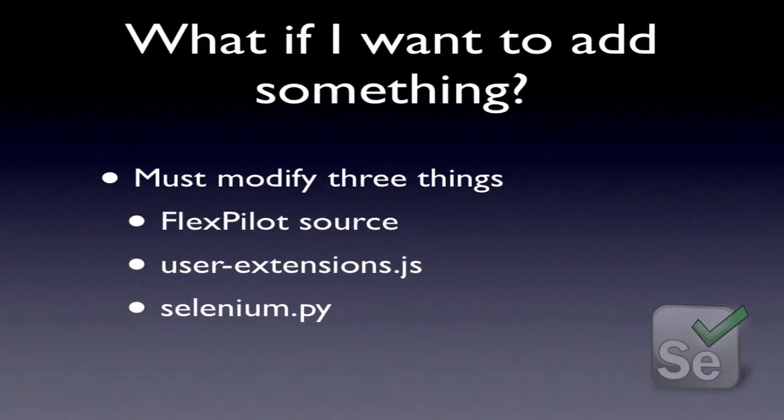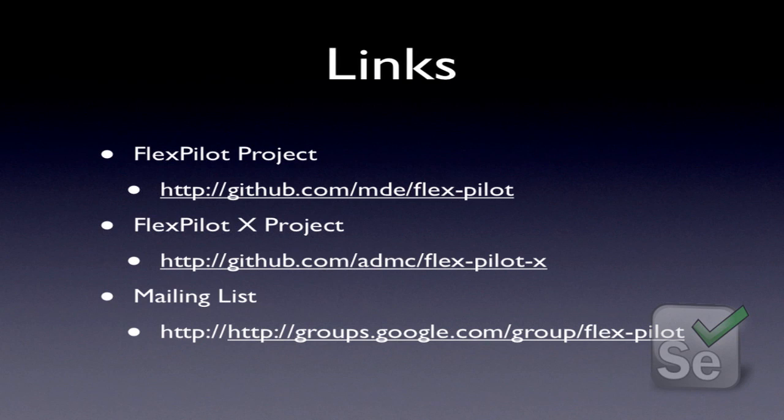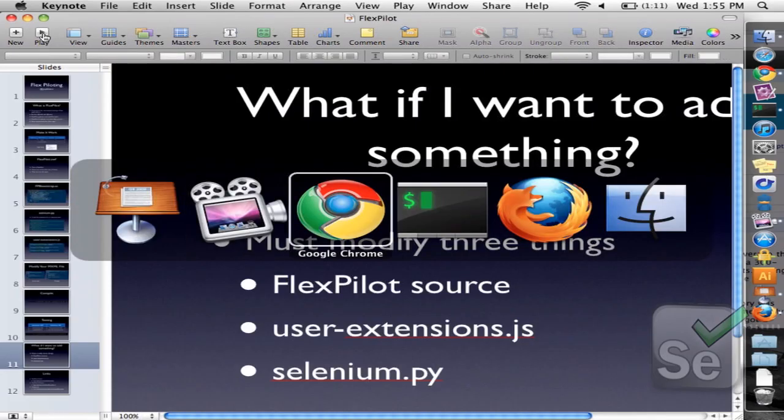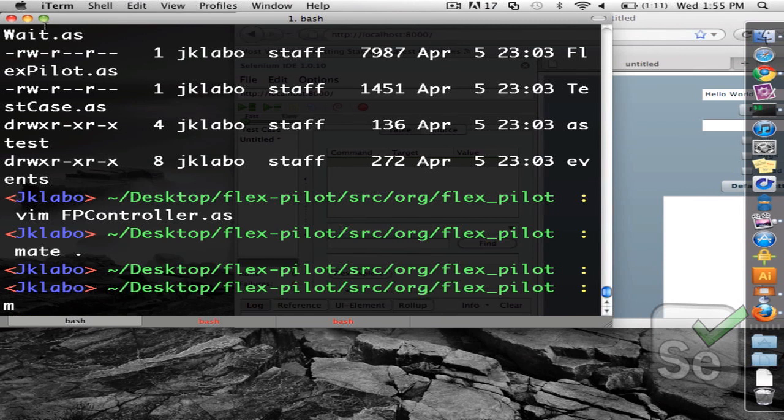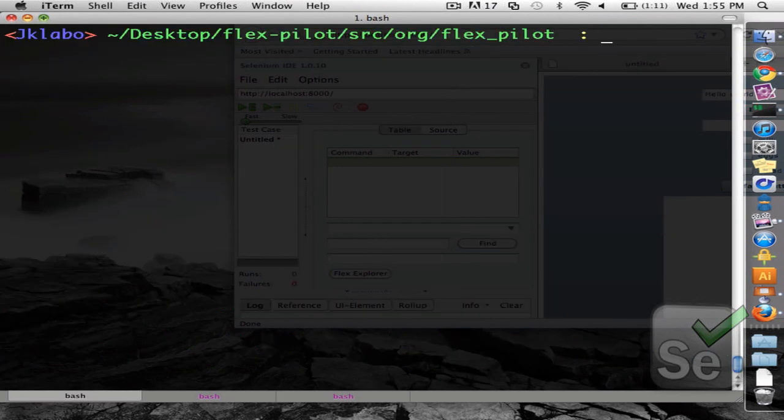So that's basically how to set it up, and I think that should explain what most people are going to do, but you'll inevitably come across something you want to add to Flexpilot or modify. So now I'm going to try and show what you would do to add a method to the Flexpilot source and user extensions and Selenium.py, and then we can see if it shows up in all the right places. I'm going to start out just by showing the working unmodified version.